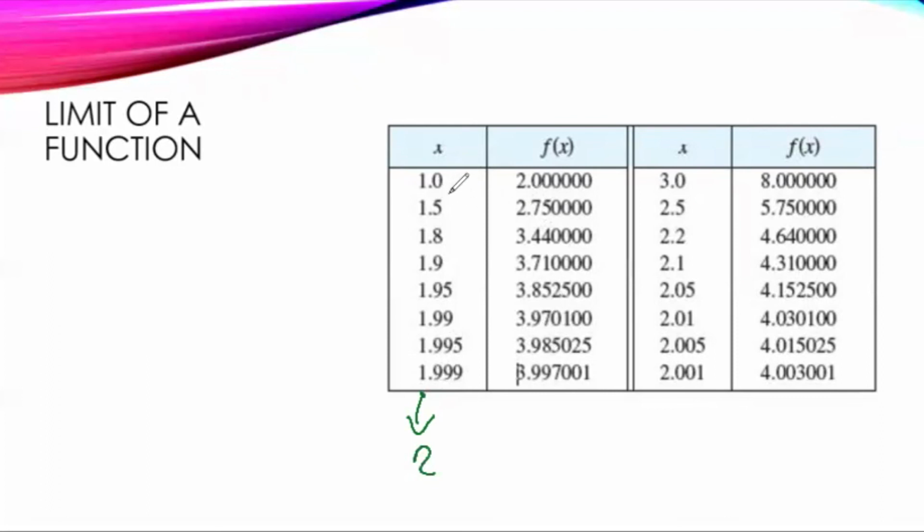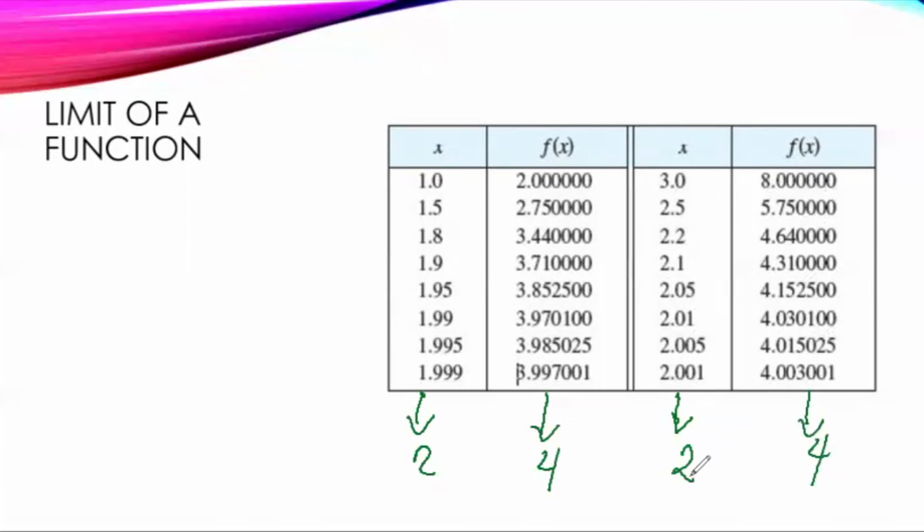If x is 1.0 or 1, the function value is 2. And substituting these values, we come up with these values. As you can see, it approached what value? It approached 4. How about from the right of 2? From the right of 2, let's say 3, then the function value is 8, and so on. So we let this one approach 2, and notice that the function value approaches 4.